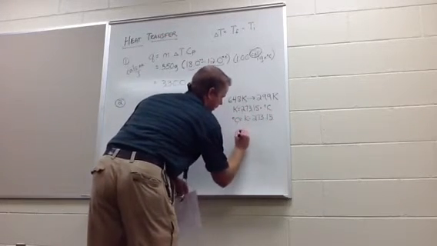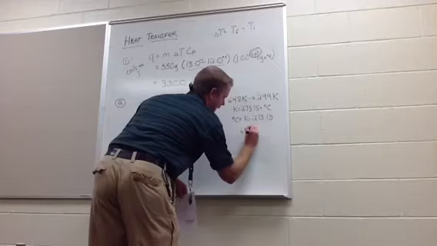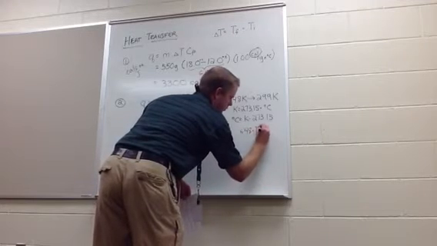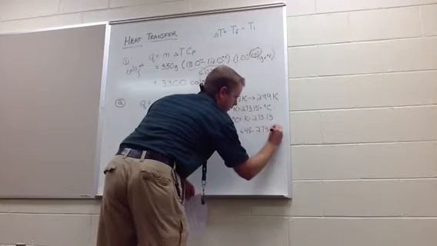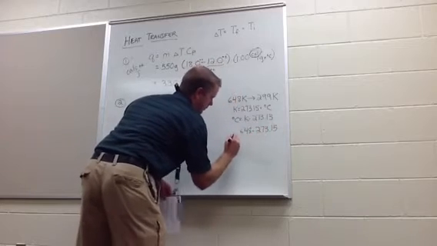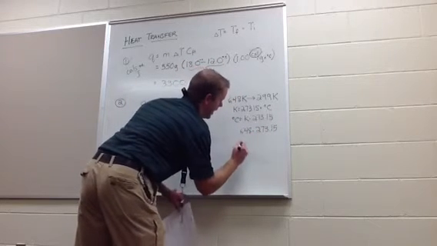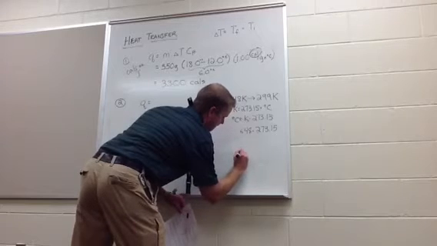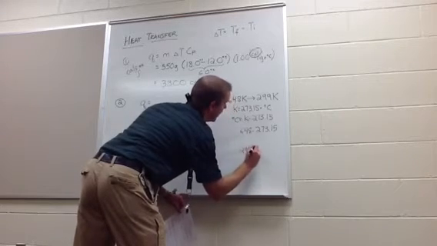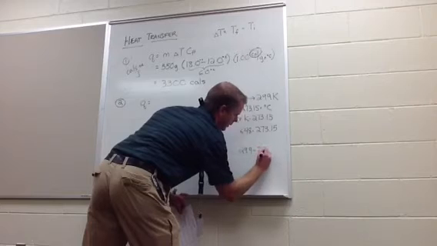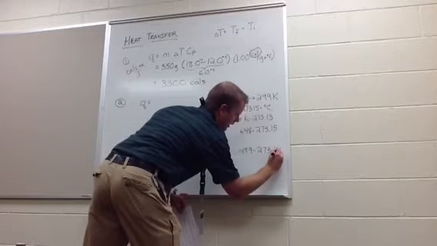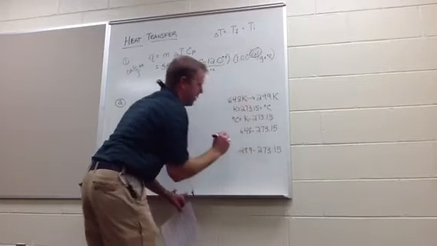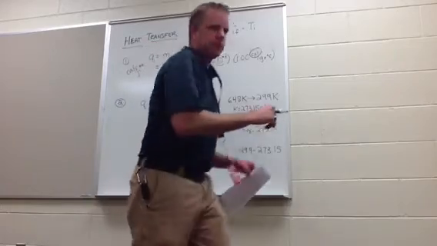So this becomes 648 minus 273.15, and this one becomes 299 minus 273.15. I'm going to stop the film for a moment. I'm going to do the math on these two calculations.